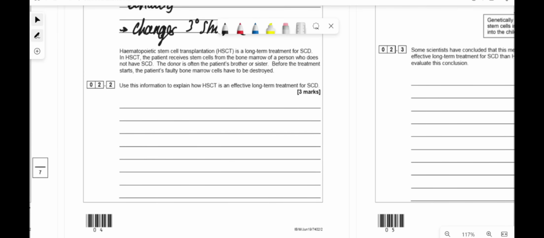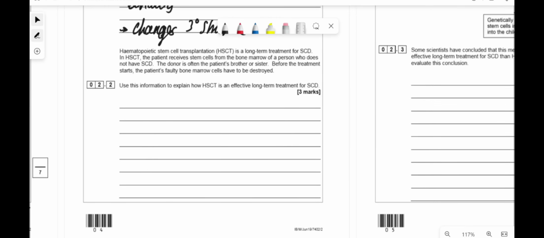Hematopoietic stem cell transplantation, HSCT, is a long term treatment for SCD. In HSCT, the patient receives stem cells from the bone marrow of a person who does not have SCD. The donor is often the patient's brother or sister, and before the treatment starts, the patient's faulty bone marrow has to be destroyed. Use this information to explain how HSCT is an effective long term treatment for SCD.